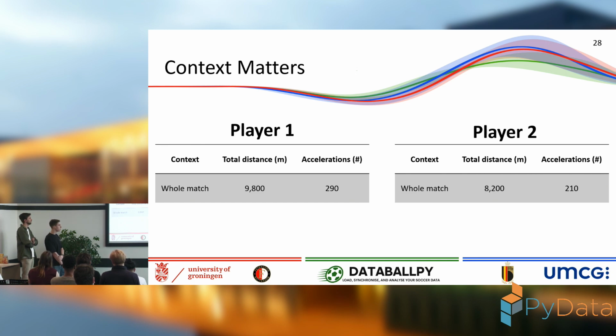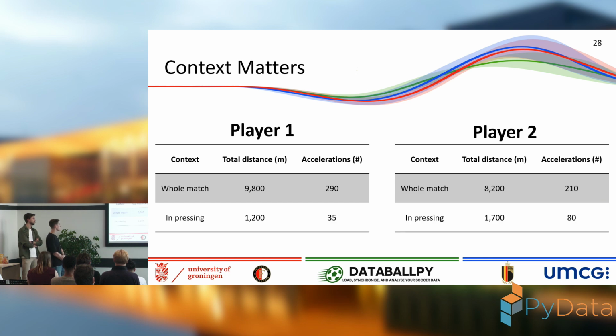Hence he has covered less total distance and given less accelerations, which is the old-fashioned way of displaying external load metrics. But when we take a look at the situation in its context, tables turn. You'd see that player 2 has covered more distance in pressing and delivered way more accelerations than player 1. So the context in which the external load metrics are unfolding is really important here.